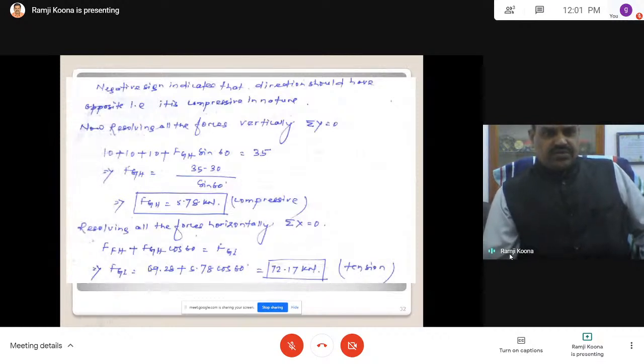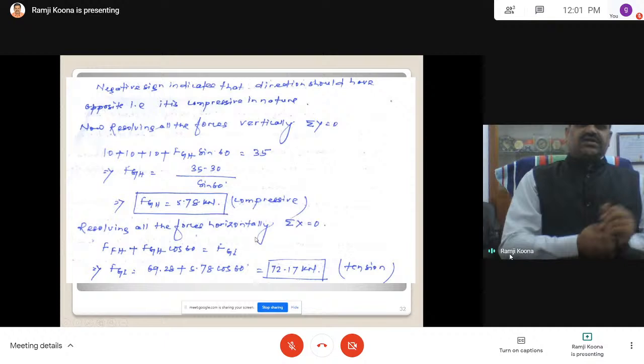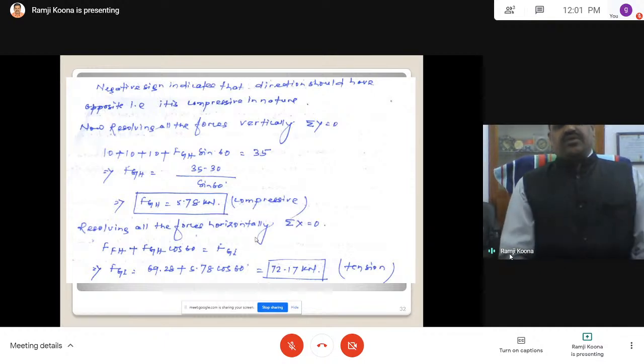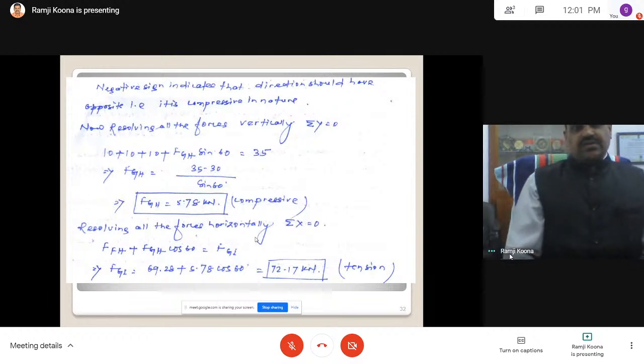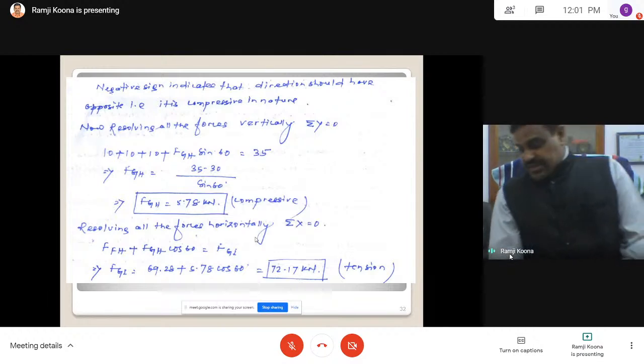Similarly, resolving the forces FGI, this is the horizontal force, this is the vertical force. From that we will get the other force. This is how the method of sections can be applied. This is very simple compared with the method of joints, but the condition is when you need a particular force in a member, this method is far better than the other methods.